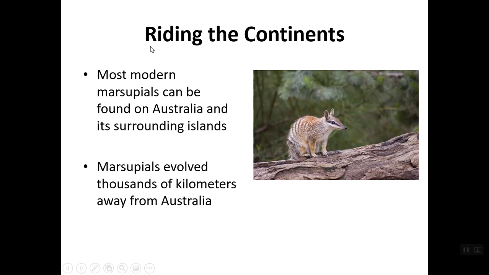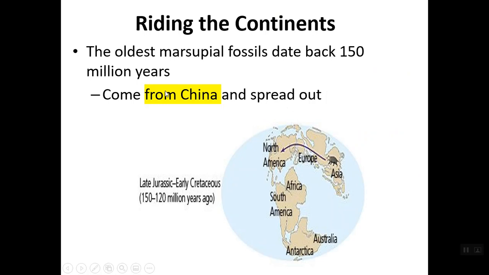In fact, taking from fossil evidence, of course, we can trace the oldest marsupial fossil to 150 million years ago, and it's been found in China. So really marsupials originated in Asia, and then they start their migration out of Asia and gradually spread out all over and arrived also in Australia.